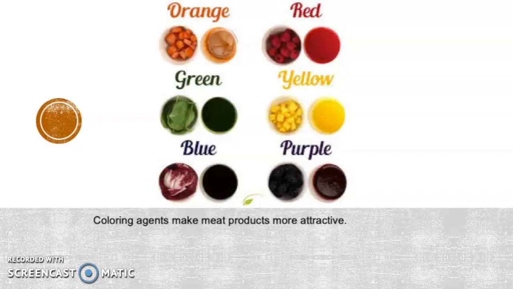Coloring agents in processed meat also make meat products more attractive. Examples of coloring agents include red beet concentrate for a purple-red color and paprika for a deep red-brown shade. I have also attached another supplemental handout on natural coloring methods for food. You can take a peek at that as well.